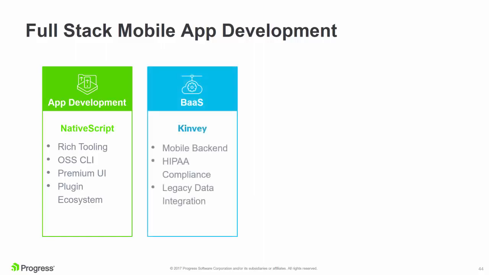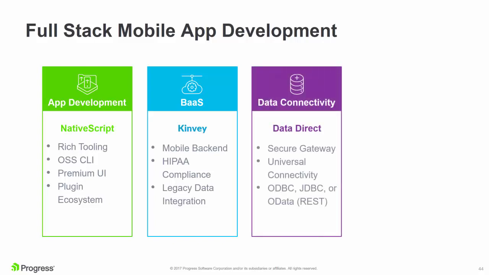But there's also the backend to consider. And Progress recently acquired Kinvey, which is quite literally the leading mobile backend as a service provider out there. Kinvey provides a robust backend for your mobile app and offers features such as full HIPAA compliance, which is a humongous differentiator from its competitors. And when we talk about data integration, look no further than Progress's Data Direct offering. Data Direct allows you to securely connect to systems of record via the cloud and connect to virtually any data provider out there like Salesforce, Oracle, SQL Server, and more.